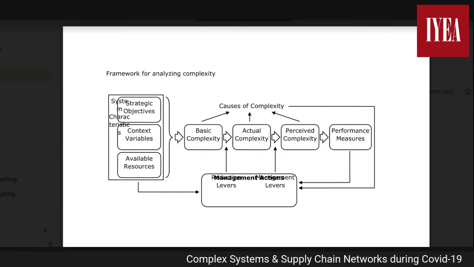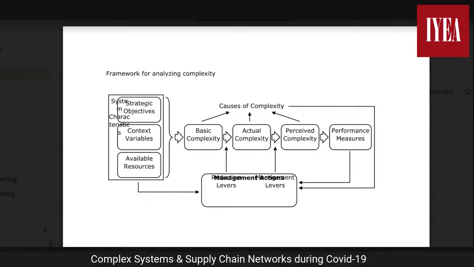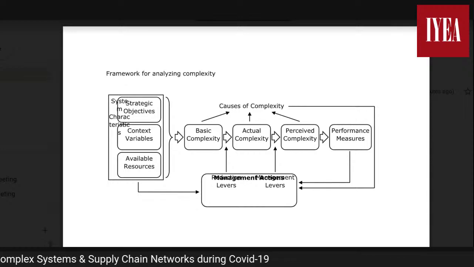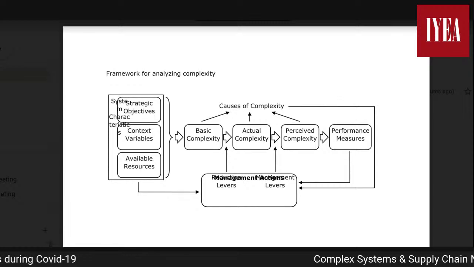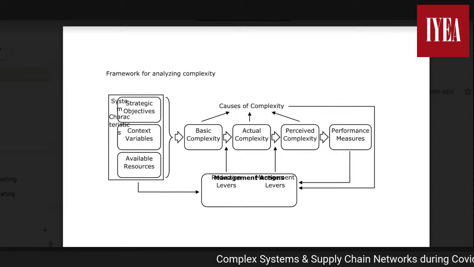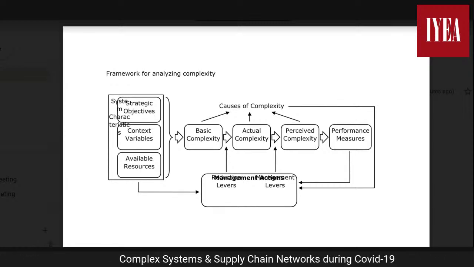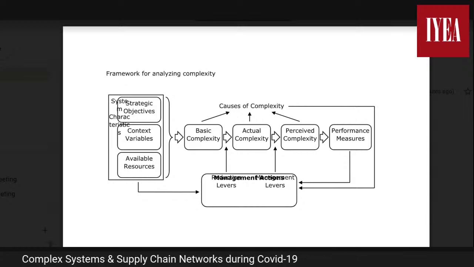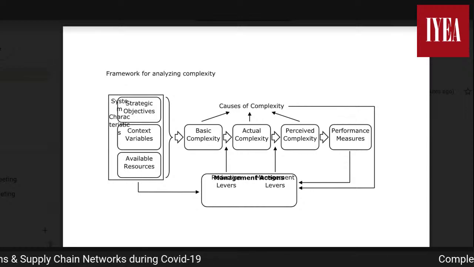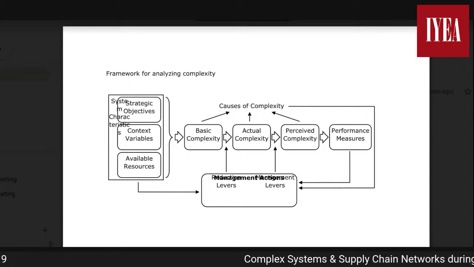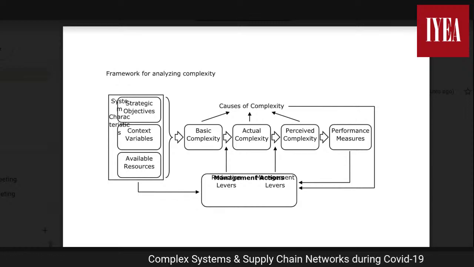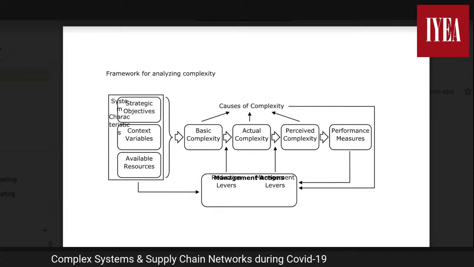And then, of course, management levers are used to manage the complexity issues. And that brings it down to the perceived complexity. And various performance measures are used to bring that complexity further down, to simplify our supply chain, to reduce complexity, because obviously that would affect the cost, that would affect the efficiency of the organization or the supply chain.